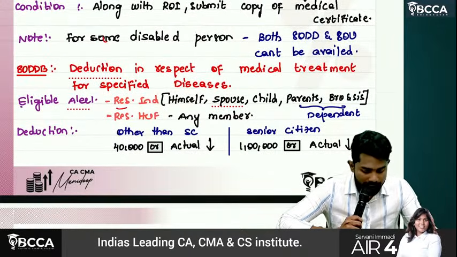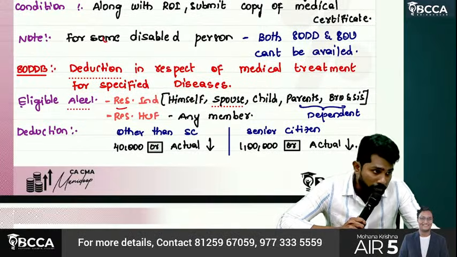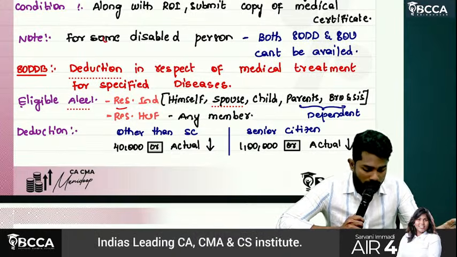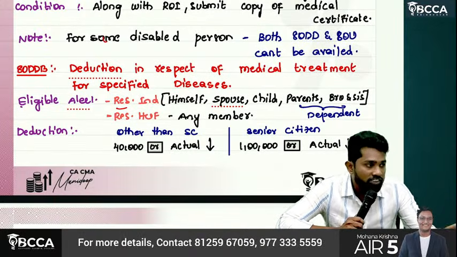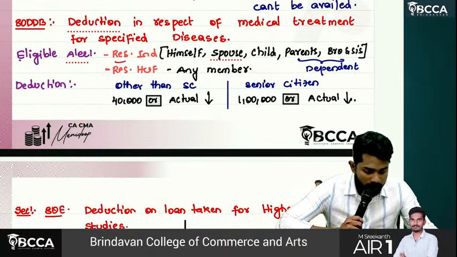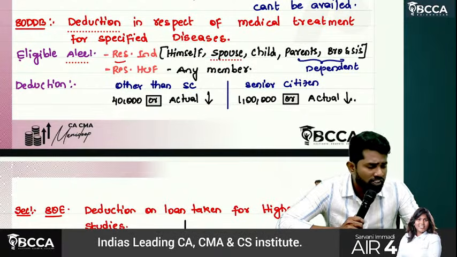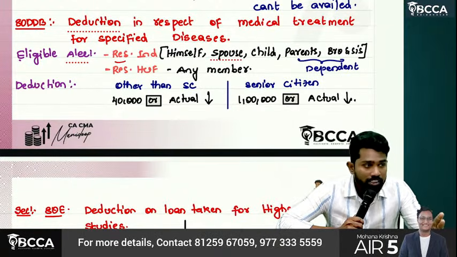Then 80DDB, when the assessee or his dependent is suffering from a specified chronic disease. Who are called dependents, sir? Spouse, children, parents, and brothers and sisters, if they are dependent on the assessee. How much is the deduction, sir? If the person suffering from the specified disease is a senior citizen, then 1 lakh. Other than a senior citizen, the deduction is 40,000.